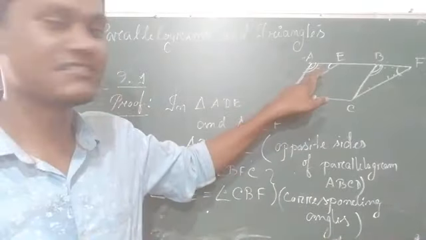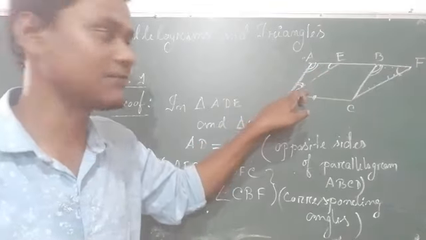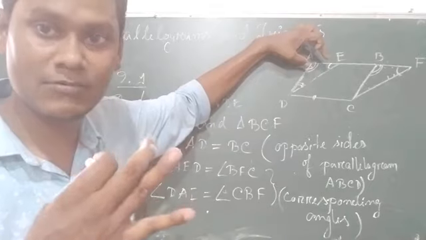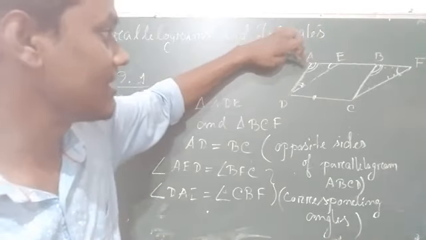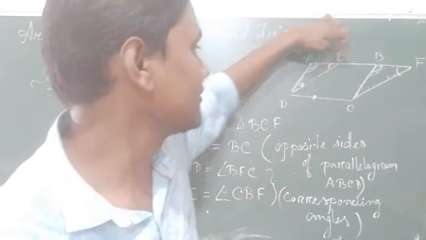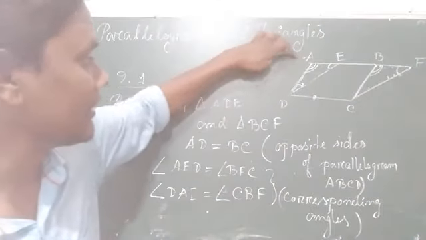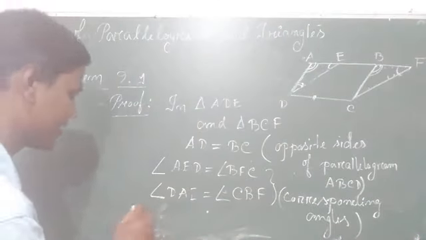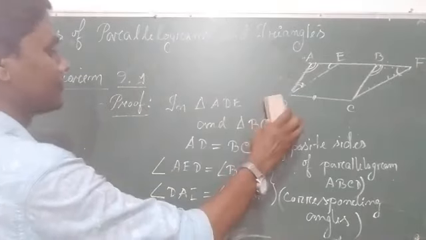Suppose this angle is 60 degrees, this angle is also 60 degrees, then automatically the third angle will be 60 degrees. That means in a triangle, if two angles are equal, then the third angle will automatically be equal. Since angle A is equal to this angle, and this AED angle is equal to this F angle, I can write automatically angle ADE. Therefore I can write.